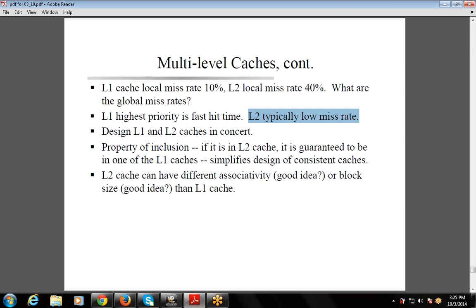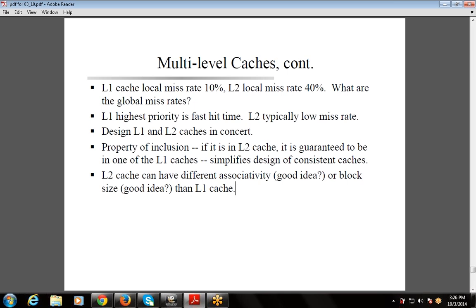Then design L1 and L2 caches concept. Then the property of inclusion. If it is in the L2 cache, is it guaranteed to be in the L1 cache? That is, if data is available in the L2 cache, then it is important to know that data is also in the L1 cache. That simplifies the design of the consistent caches.